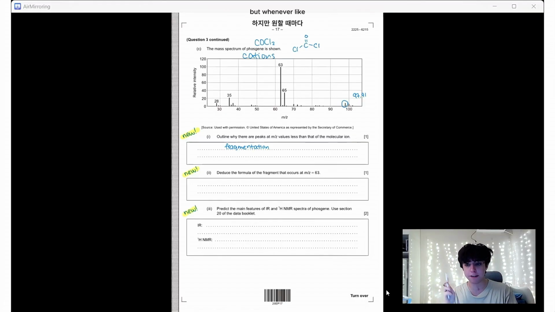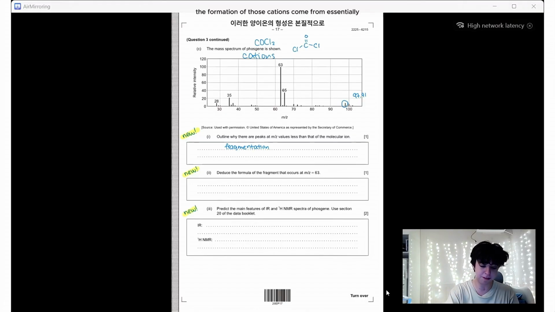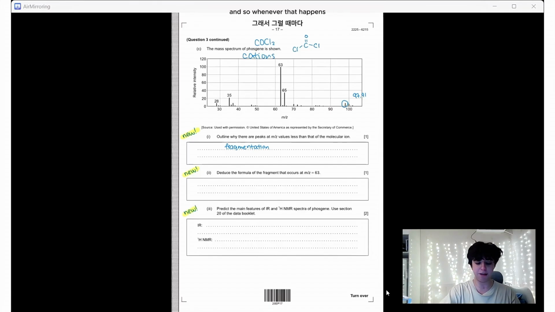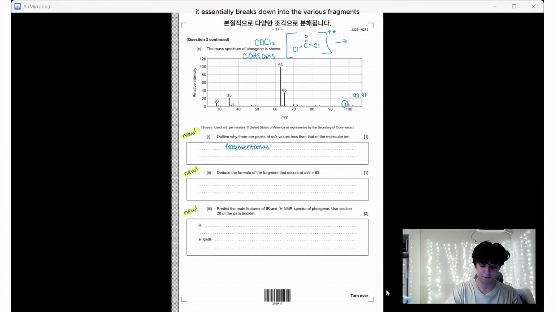But the formation of those cations comes from essentially, you put this molecule in with a bunch of electrons shot at it, right? And so whenever that happens, it essentially forms this weird, we say the molecular ion, but it's an ion and essentially a radical. Where that radical and that positive charge is, question mark. Okay, but eventually it essentially breaks down into the various fragments, and whichever fragment there is shows up as the peak.